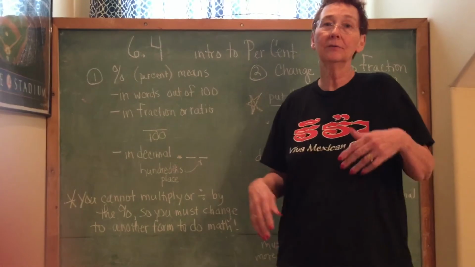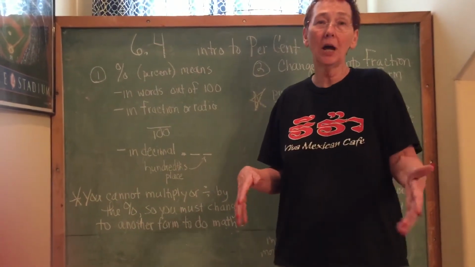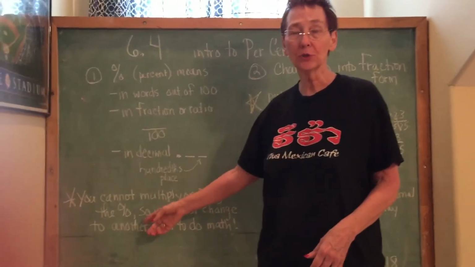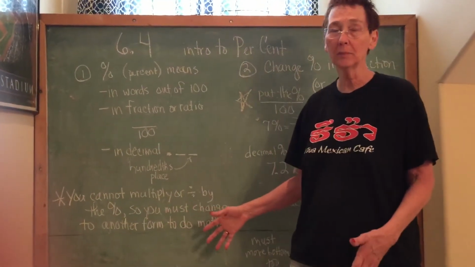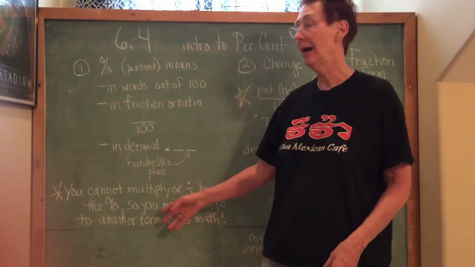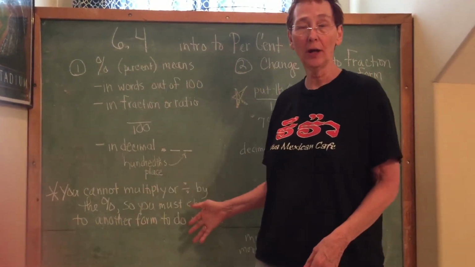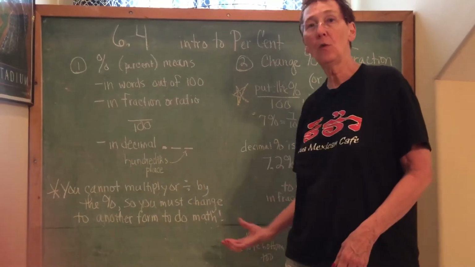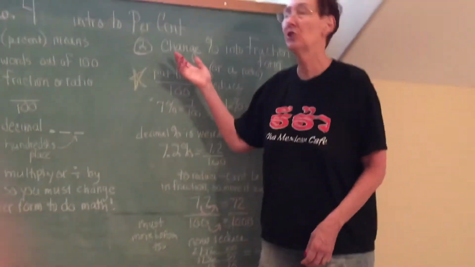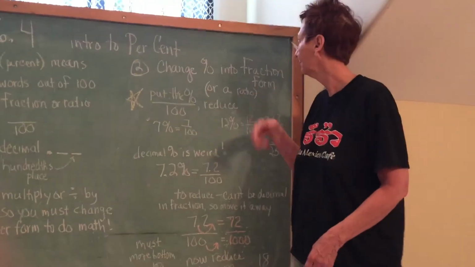So you cannot multiply or divide by the percent sign. If I want to find 7% of, or times, 200, you can't do it unless you change the percent into some other form so that we can do math. And so the rest of this unit will be talking about changing percent into other forms or changing those forms back into percent.